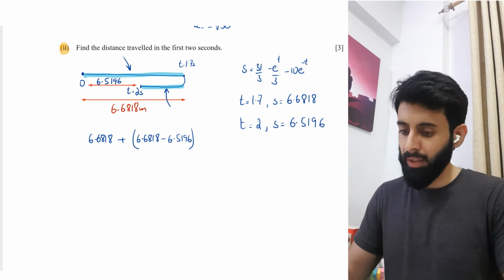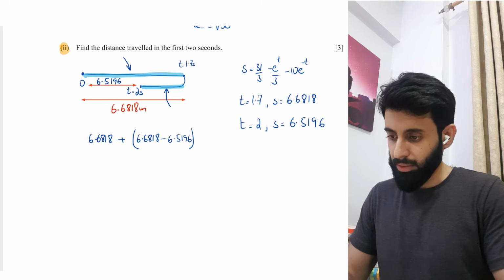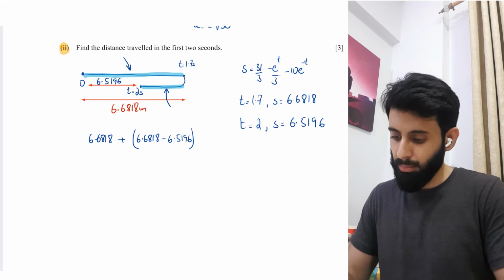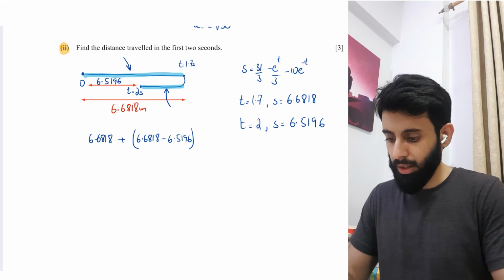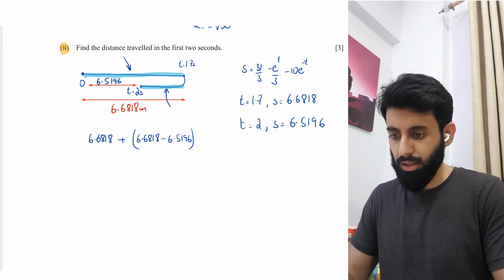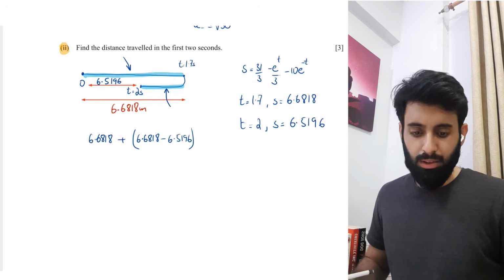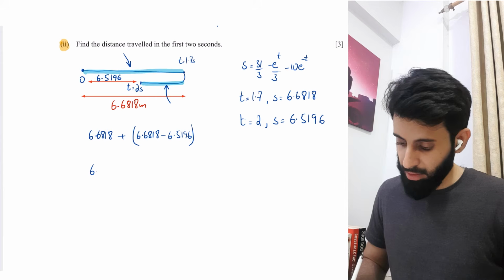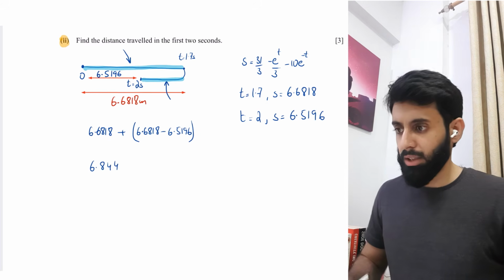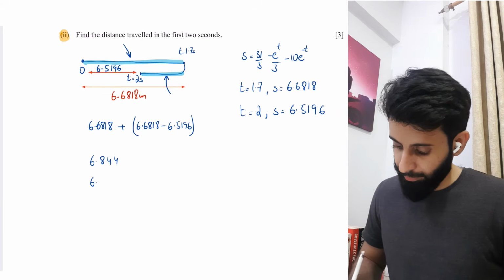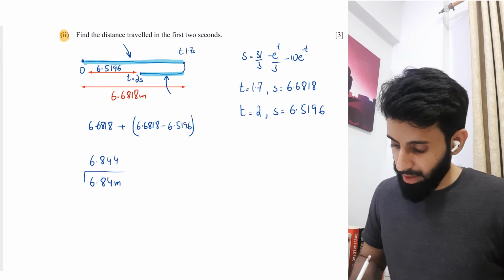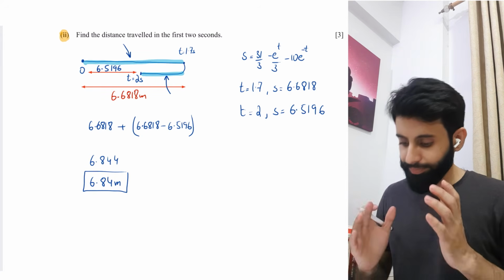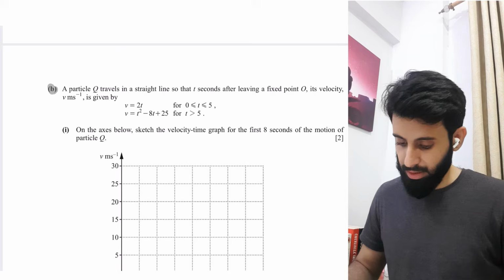To find out the total distance traveled, so 6.6818 plus, bracket open, 6.6818 minus 6.5196, close the bracket, press the equals sign, wait for the magic. So now we have 6.844, which if we round to 6.84, it falls inside the acceptable range. And this right here is our final and correct answer. So I hope you guys have understood that.